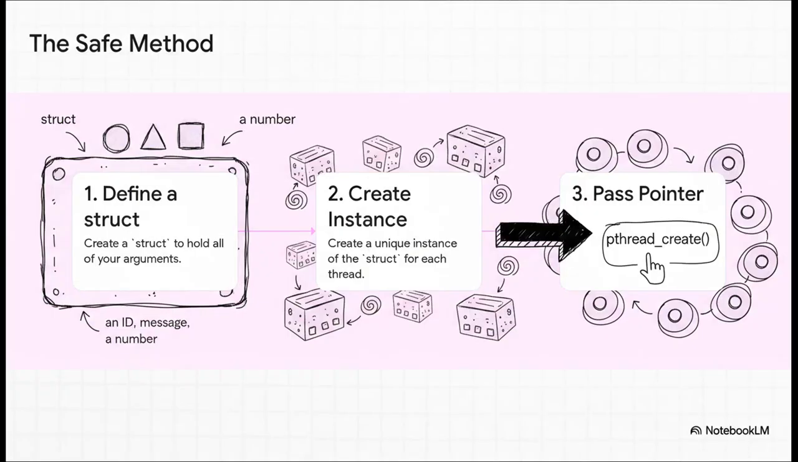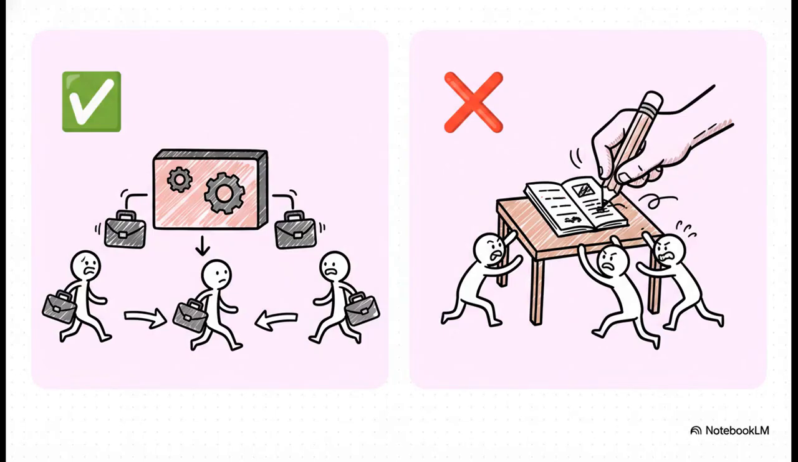So the pros, the people who do this for a living, have a really smart and safe way to handle this. You create a custom container, called a struct, and you bundle everything the thread needs into that one container. An ID, a message, a number, whatever. Then, and this is the critical part, you make a fresh, unique copy of that container for every single thread you launch.